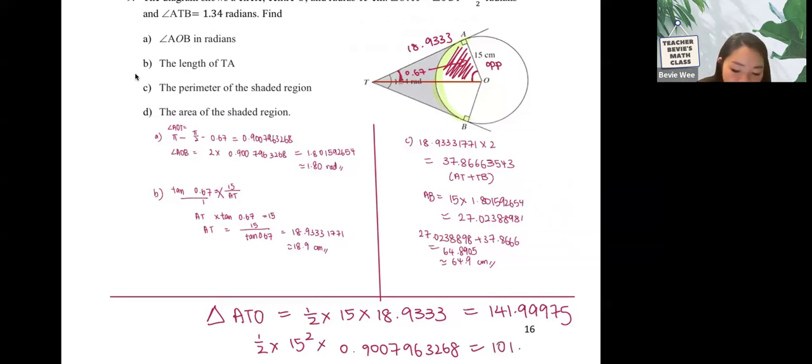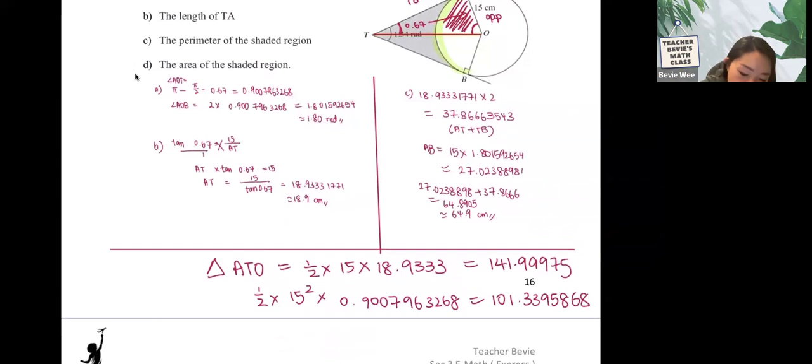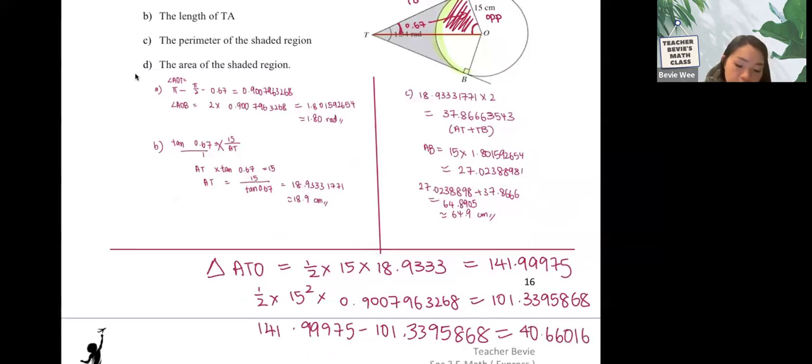So it's 101.3395868. So this is just the area of the pizza. Don't forget, you still need to take the area of the triangle minus away your area of the pizza to give you half of the shaded area.